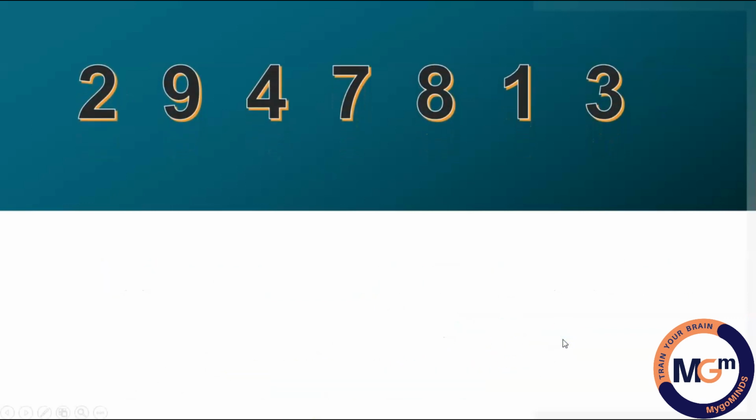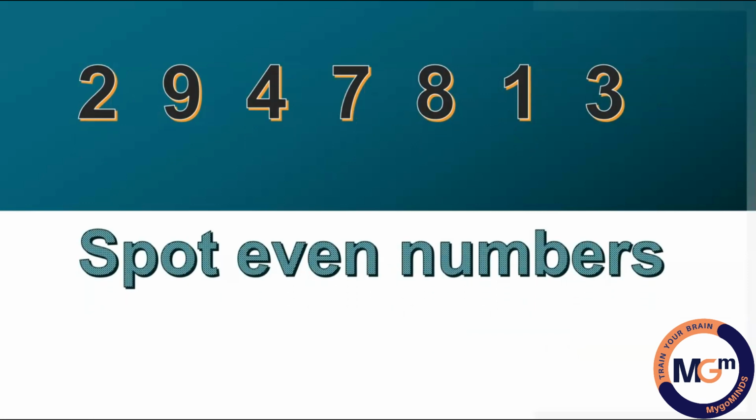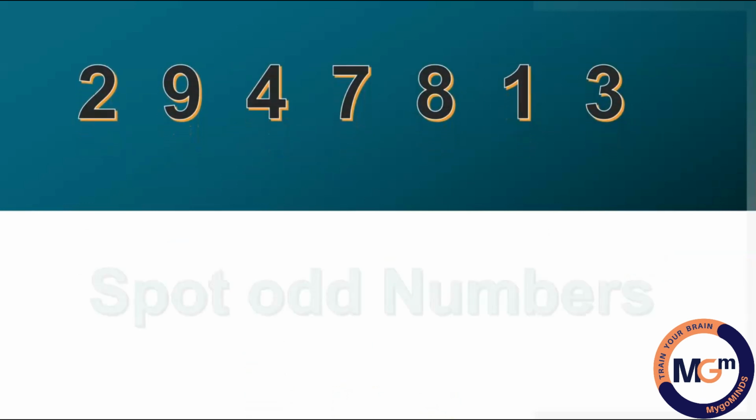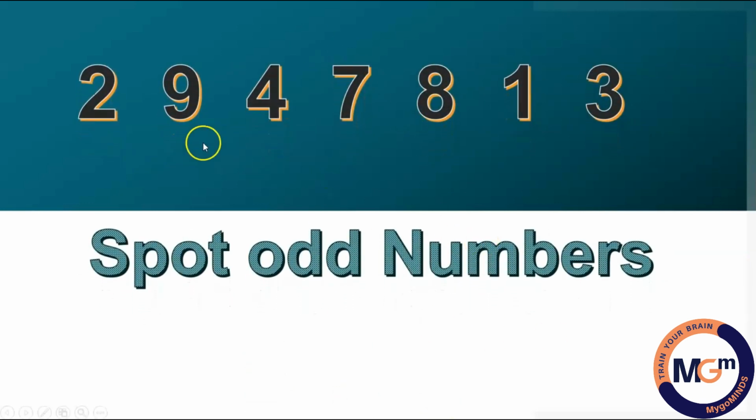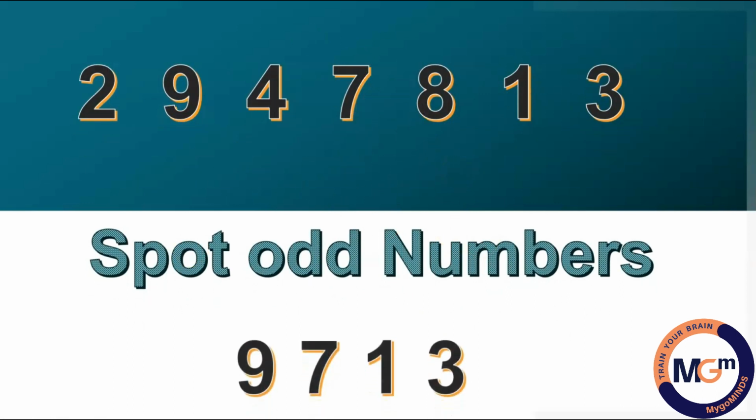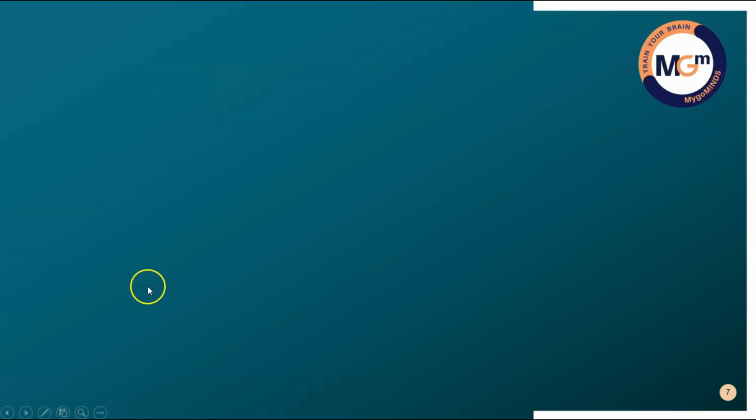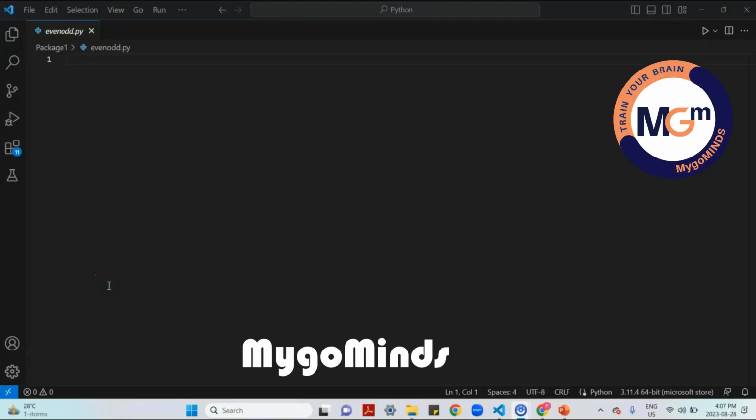So these are the numbers. Try to spot the even numbers among the given numbers. Those are nothing but 2, 4, 8 because these are divisible by 2 and the remainder is 0, right? Likewise, what are the odd numbers which are not divisible? So 9, 7, 1 and 3 are the odd numbers because these are not divisible by 2 and the remainder is not 0.